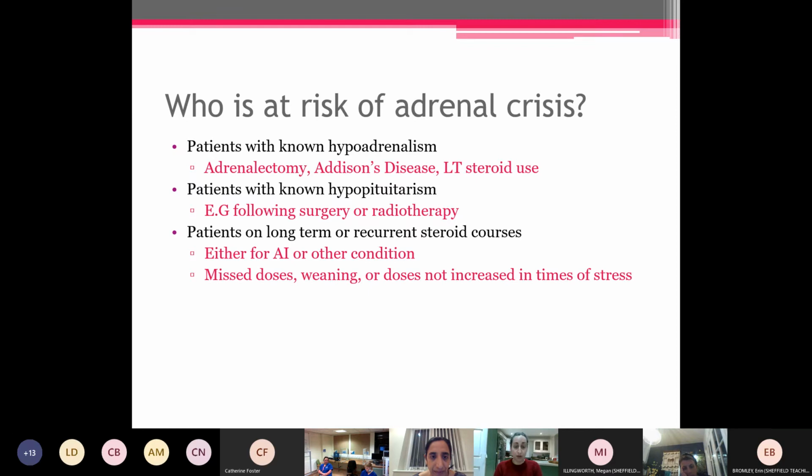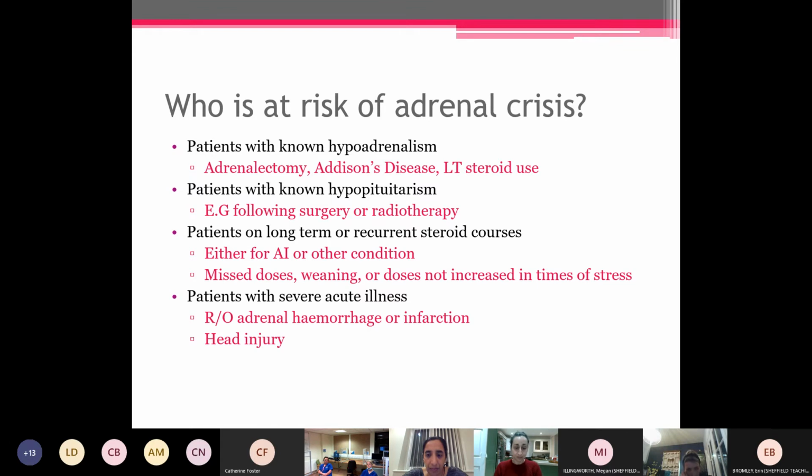And it might be that they're on long-term steroids for their hypoadrenalism, for their adrenal insufficiency, but they may be on steroids for something else. And it might be that they've just finished a course and it's not been weaned down because they've only had 5 days, but when the GP looks back, actually you find out that they've had 5 days every couple of weeks for the last 2 months. And so it might be that they've missed a dose, they haven't weaned, or they've weaned very quickly, or that they're on steroids and then they didn't know that they should be doubling their dose during time of illness.